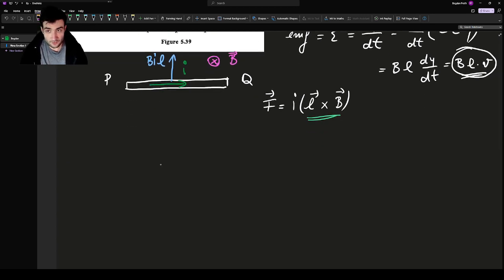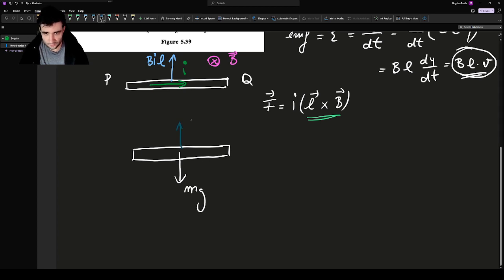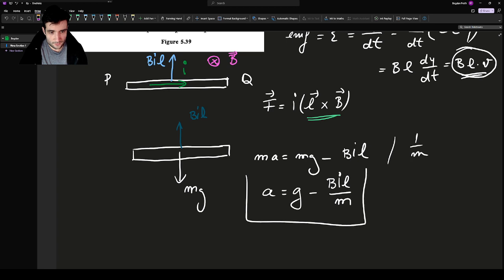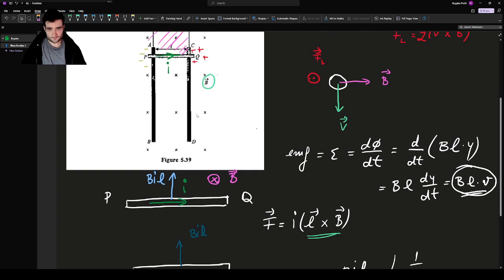So if we draw the free body diagram of the conductor, there are actually two forces acting on it. One of them is the weight, and the other one is the force that's trying to stop it from falling, which is BIL. So we can write Newton's second law, which is mass times acceleration is mg minus BIL, and we can divide everything by m, and we have that the acceleration is g minus BIL divided by m. So that's one thing that we're going to have to use.